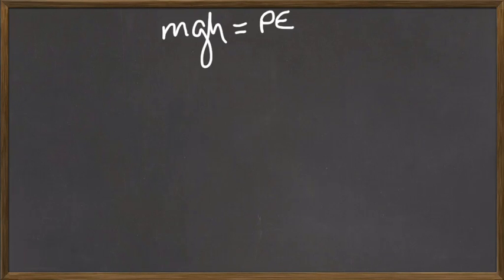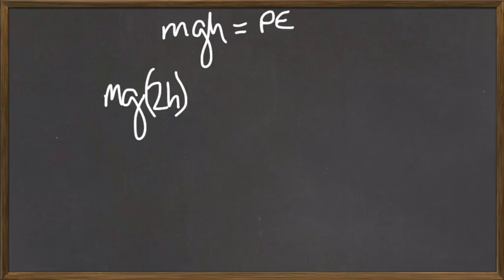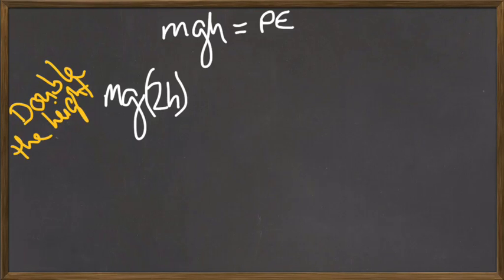Well, let's figure it out. There is the formula for potential energy, which relates height and potential energy. Now what do we do? You don't know the mass, many of you are saying. You don't need to know the mass. Here all I'm doing is doubling the height. 2h is equal to double the initial height.